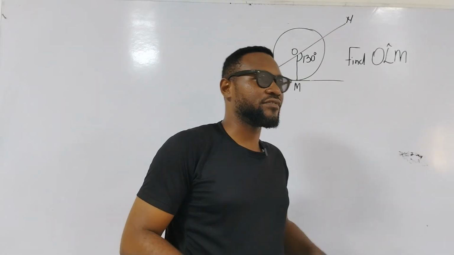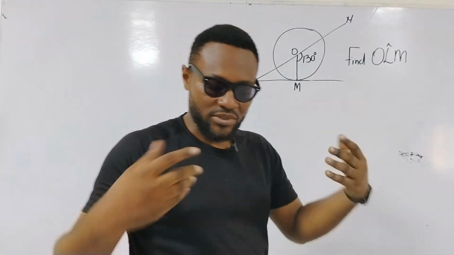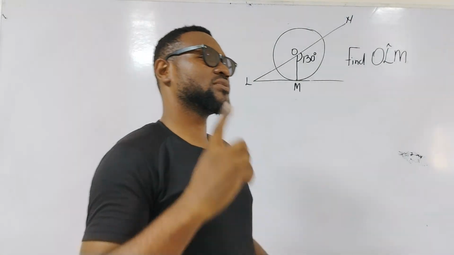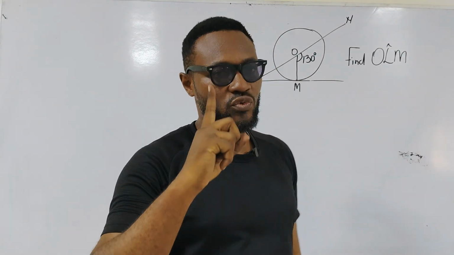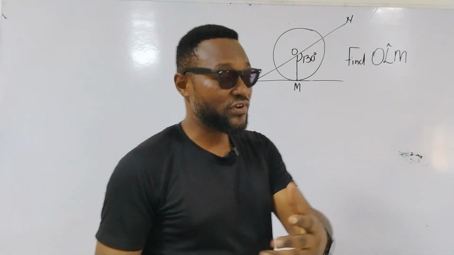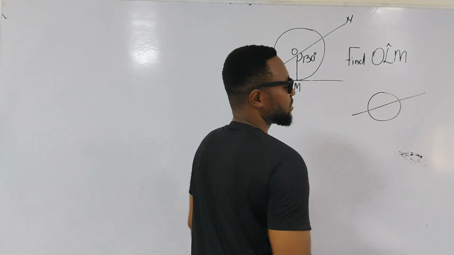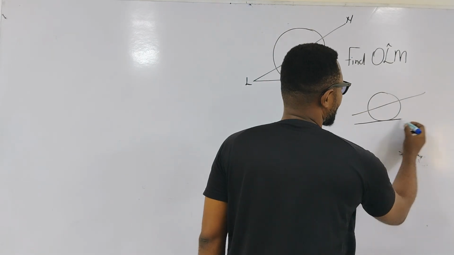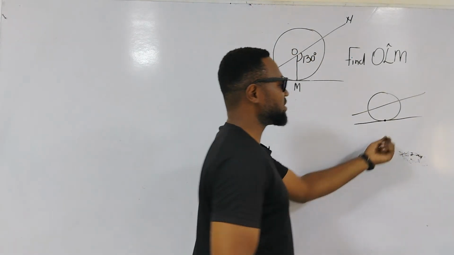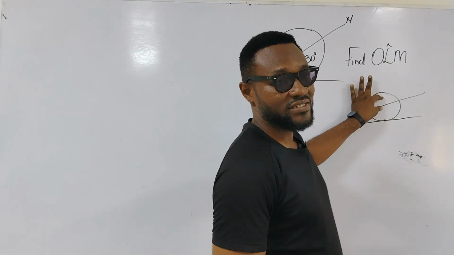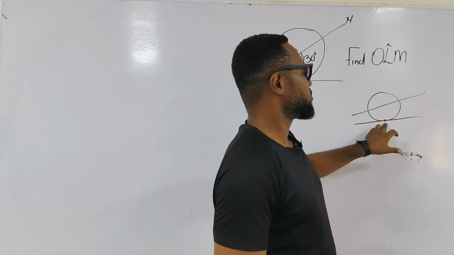When you have a tangent, what's a tangent? A line that touches the circumference of a circle at just one point. That's different from a secant. Now, a secant goes through, but a tangent touches it at one point. So this is a tangent, this is a secant.